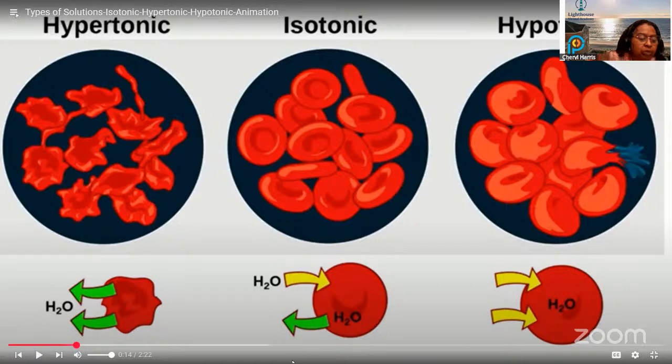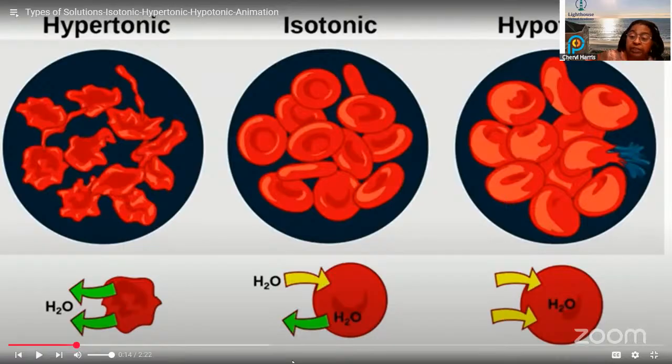Down to the bottom, you want to draw 1 cell, but it's important that you draw both arrows coming out of the cell and the H2O. And we all know H2O is water. The second picture is isotonic, and those are nice, pretty red blood cells. Those are how they're supposed to look. And underneath is a nice round circle, and you have 1 arrow where the water is going in, and you need to say H2O in, and then you put H2O inside the circle to indicate H2O coming out.